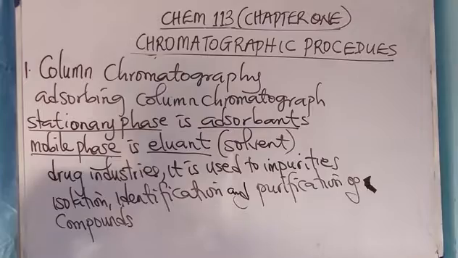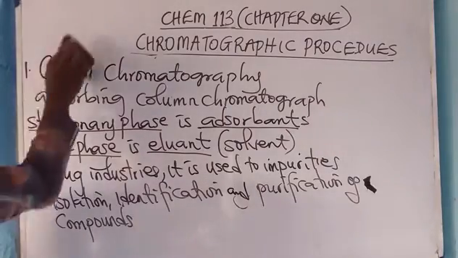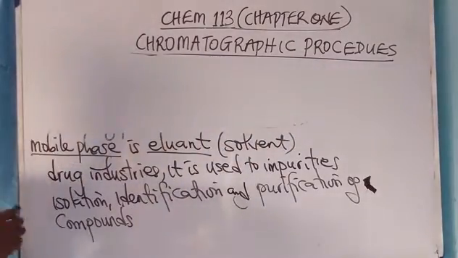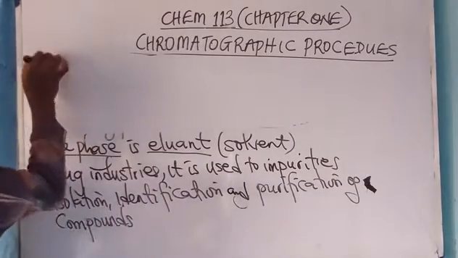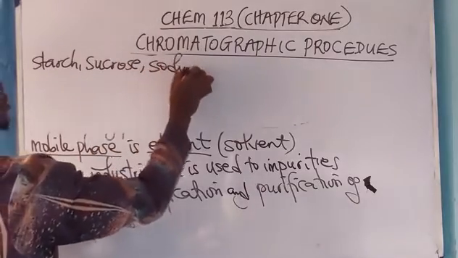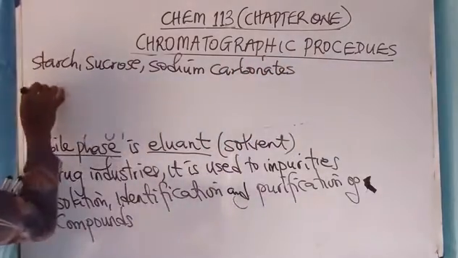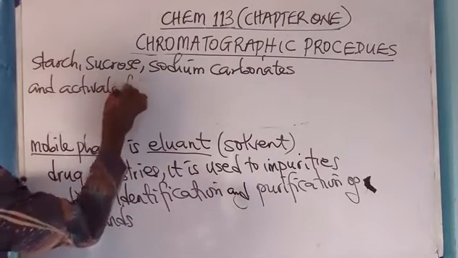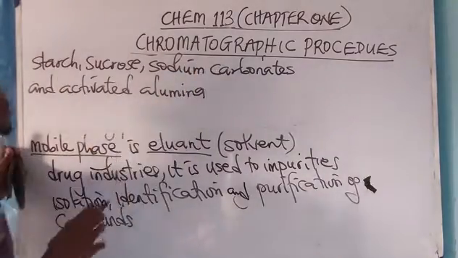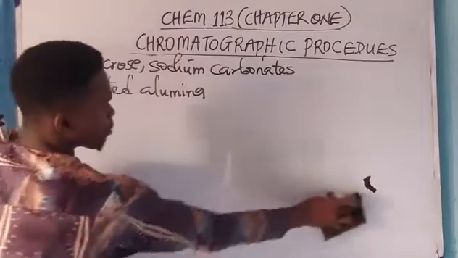Now, what are some examples of these adsorbents, and what are some examples of these eluents? Examples of adsorbents used as the stationary phase in column chromatography are: we have starch, we have sucrose, we have sodium carbonate, and activated alumina. So all of these are the stationary phase used in column chromatography.